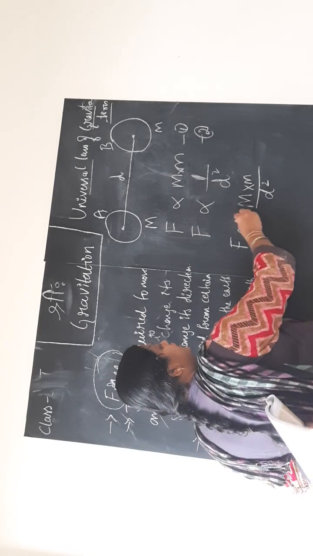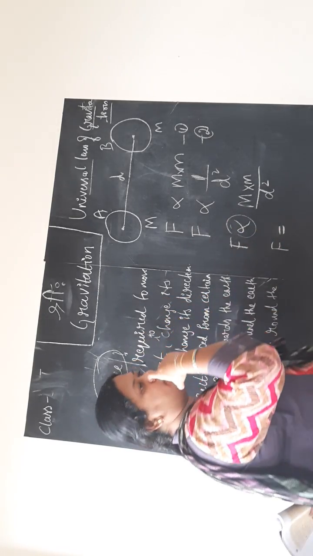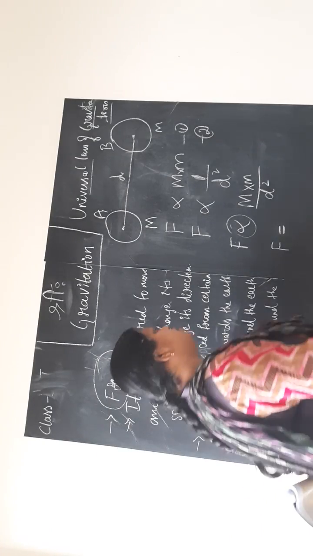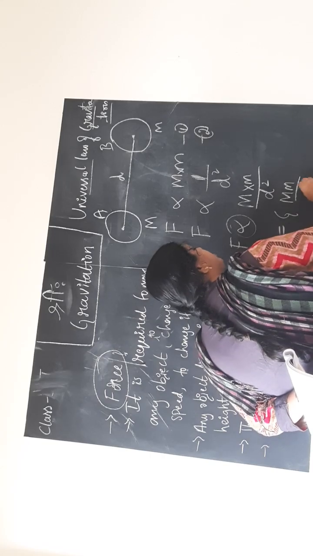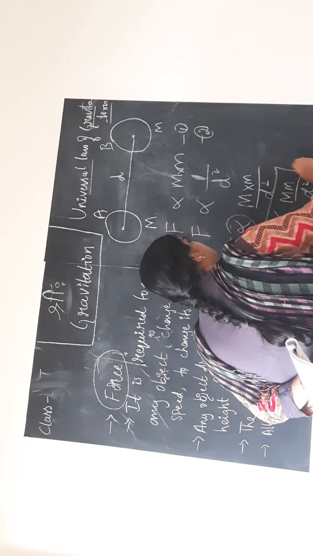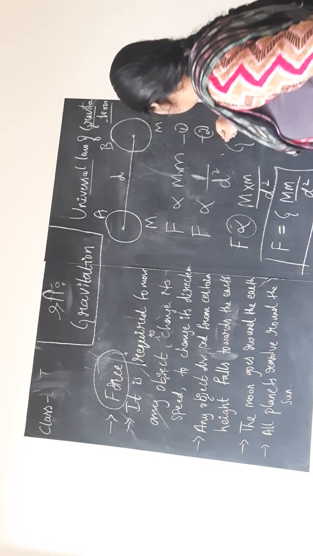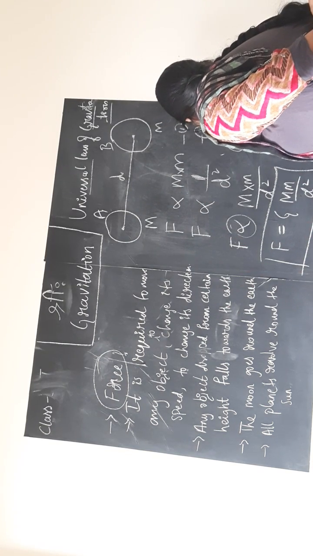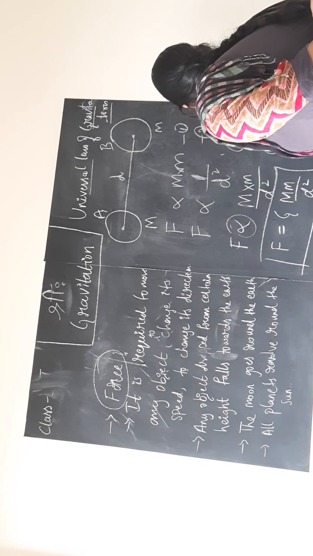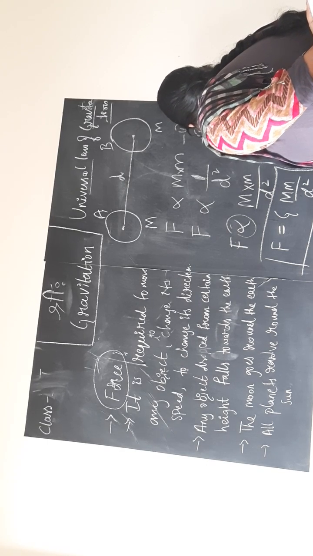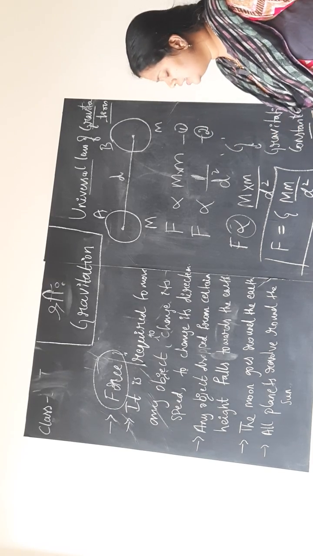So the next step, we need to remove this proportionality symbol. In order to remove the proportionality symbol, we put an equal to sign and introduce a constant, and write the remaining terms M into m by d square as they are. So I introduced a constant. What is that constant? It is capital letter G, children. It is called the gravitational constant, represented by capital letter G.